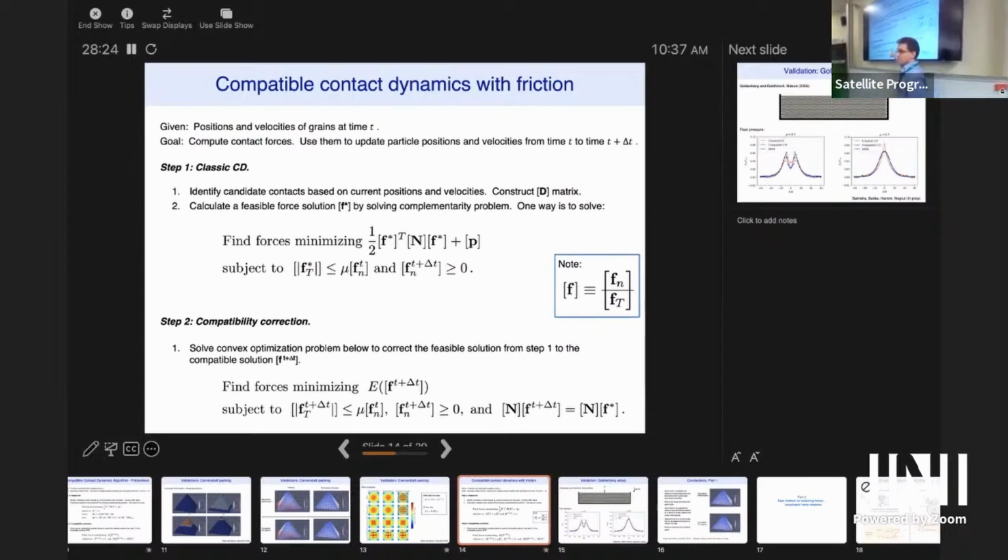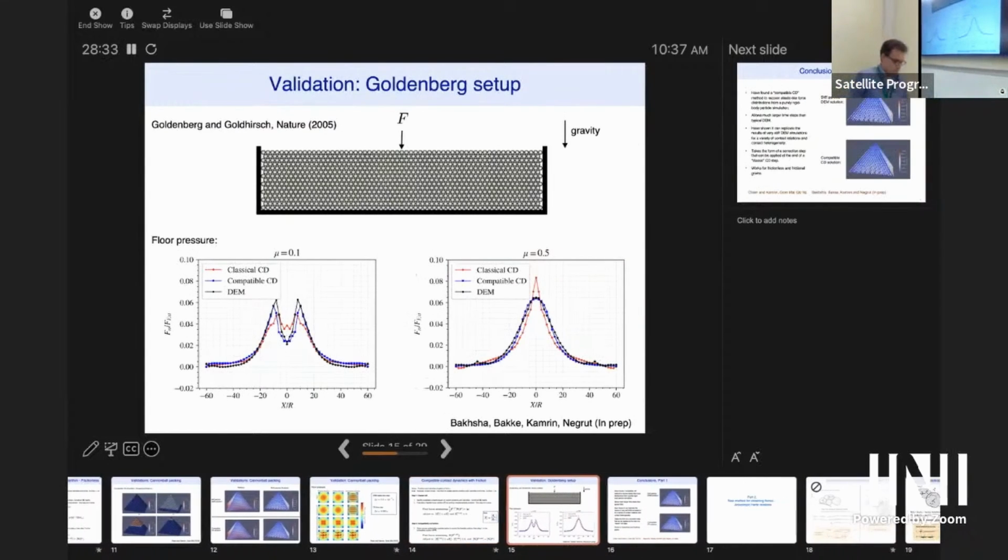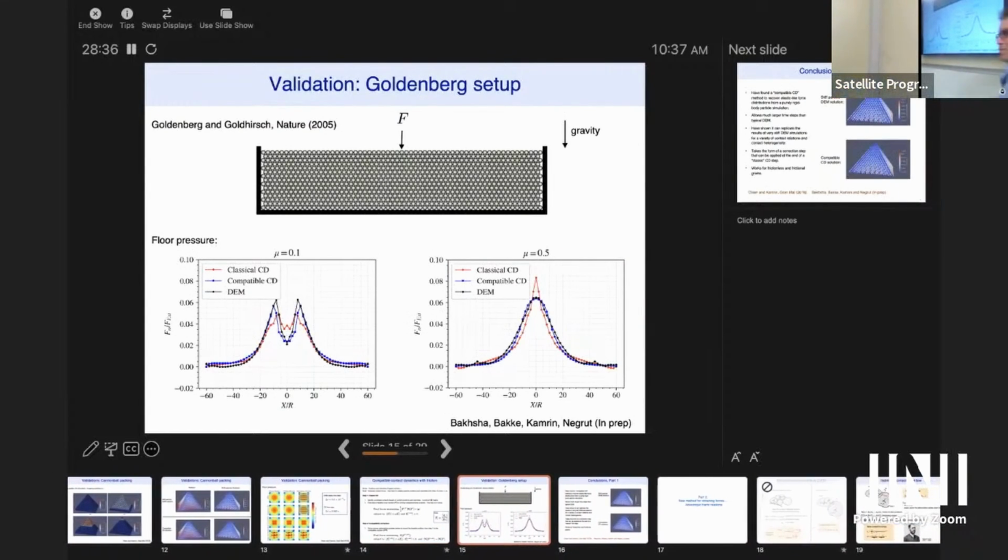The energy can be given by both of them, right? So there's two kinds of springs now, and each has a complementary energy. So I have to minimize that whole thing. So, for example, this is the Goldenberg problem.